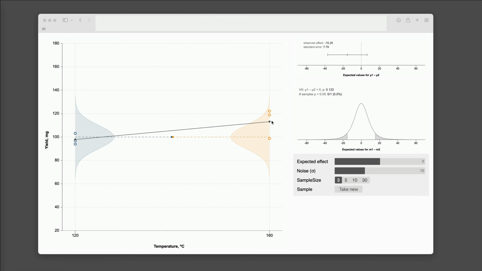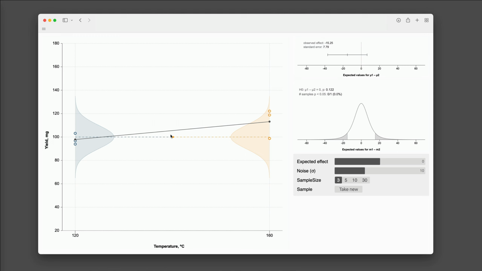And then if I compute the average of my sample 1, this one, and the average of my sample 2, this one, you can see that these average values are not the same. Although the population average values are the same, we can see that we have an effect from the temperature, right? You can see that the observed effect is minus 15.25. And in this case, it's minus because I have the average of the first sample minus the average of the second sample. Strictly speaking, it means that when we ran our process 3 times at 160 degrees, on average, we got 15 milligrams more of the final product.